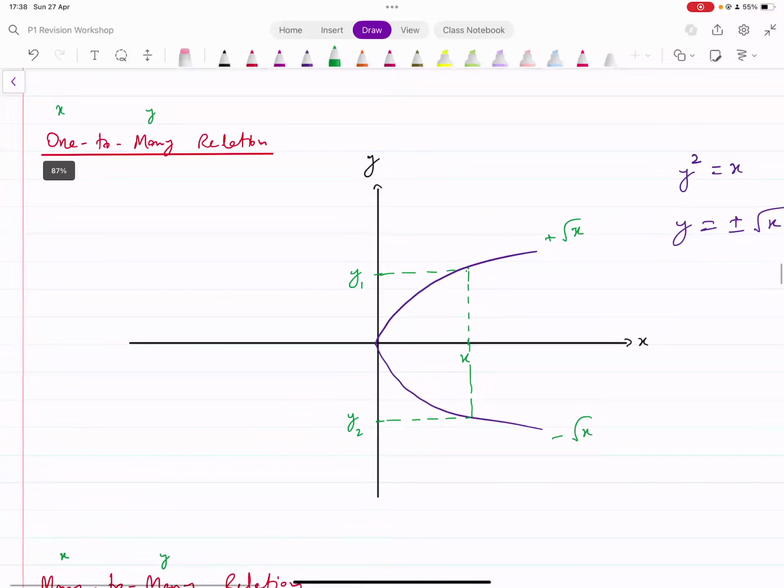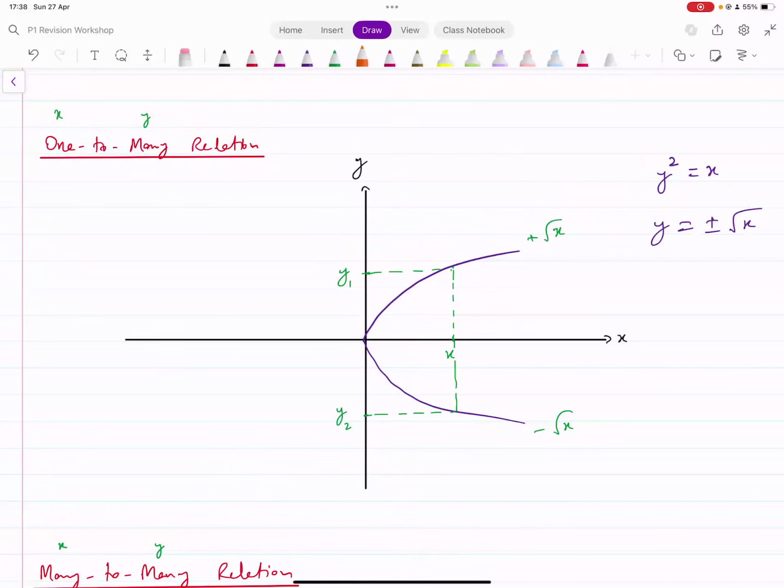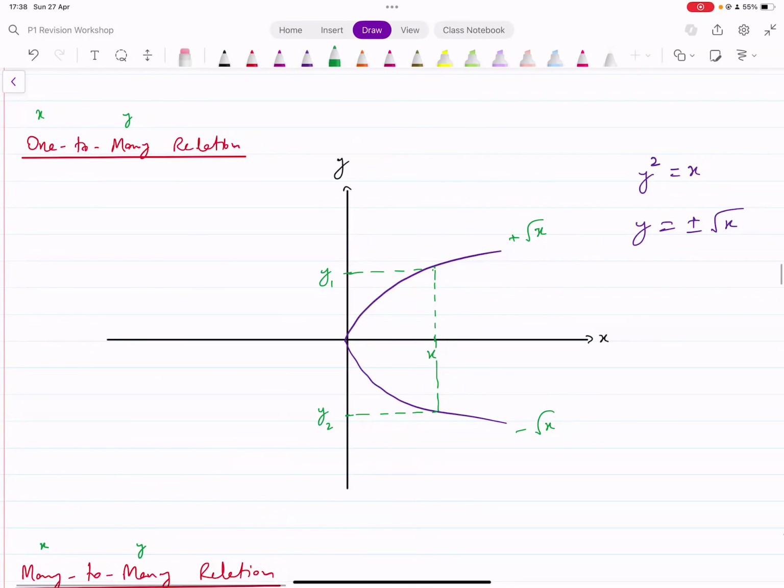Then you have a one-to-many relation. In a one-to-many relation, you can have multiple y values coming from one single x. So one x can give you many y. For example, you could have a curve that looks like this. One value of x gives multiple values of y: one value of y here, another value of y here. That's called a one-to-many relation. For example, y squared equals x is a one-to-many relation.